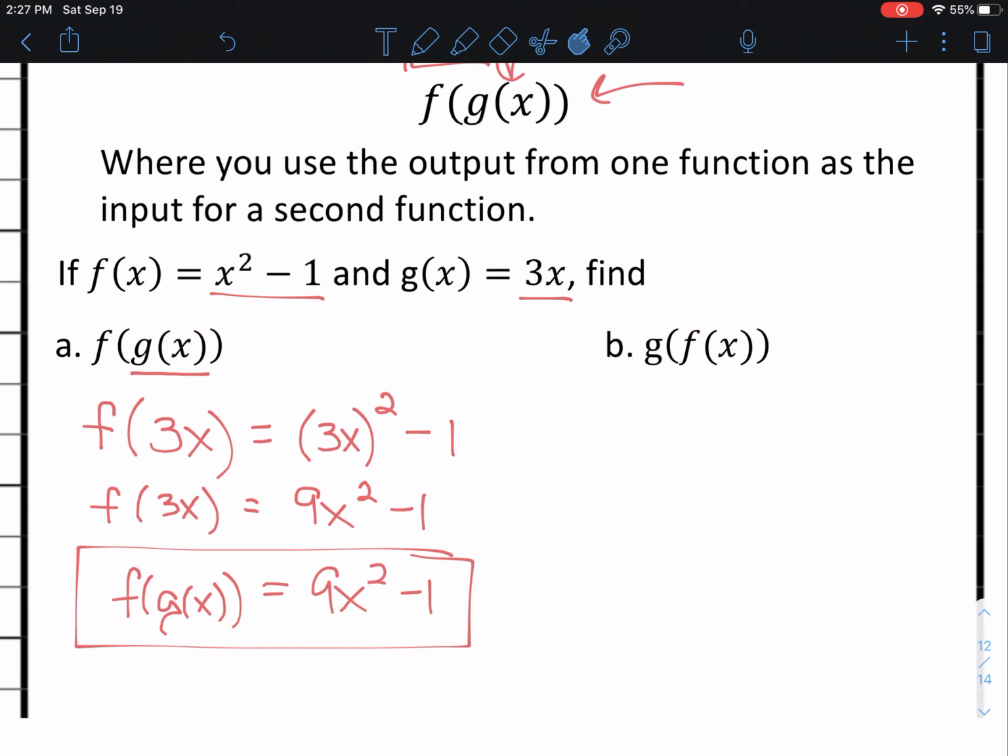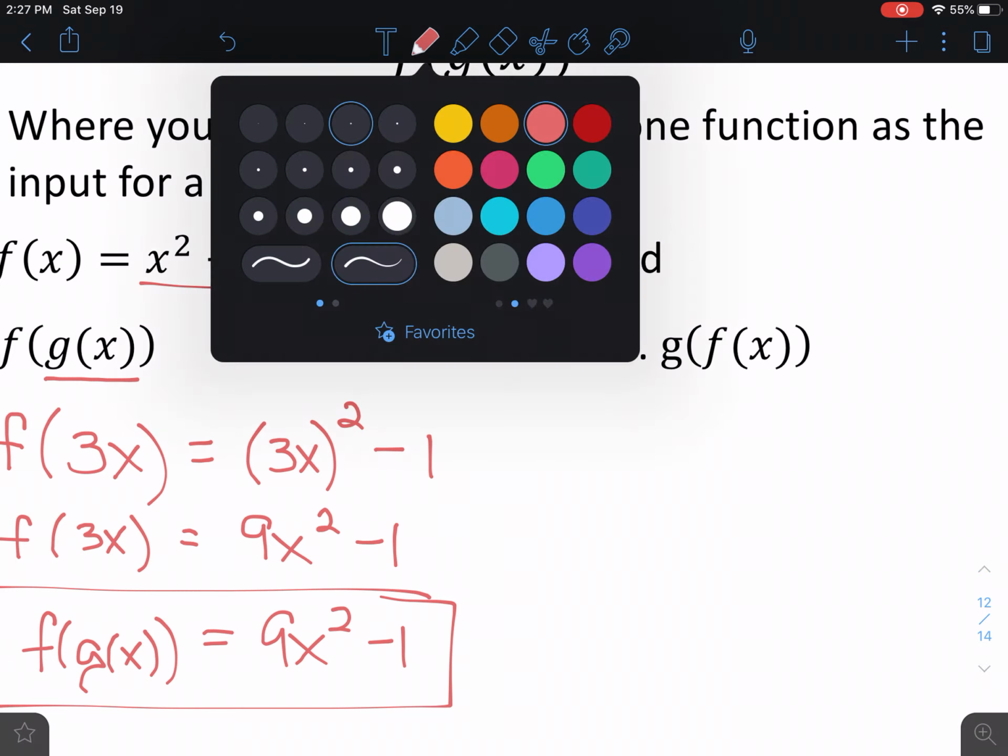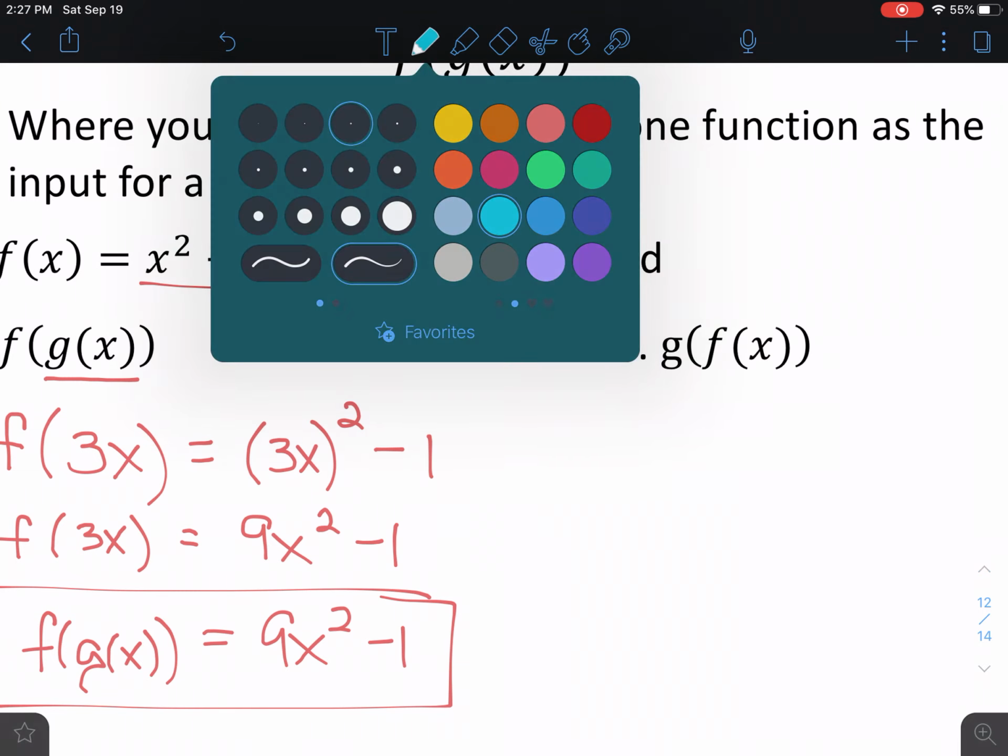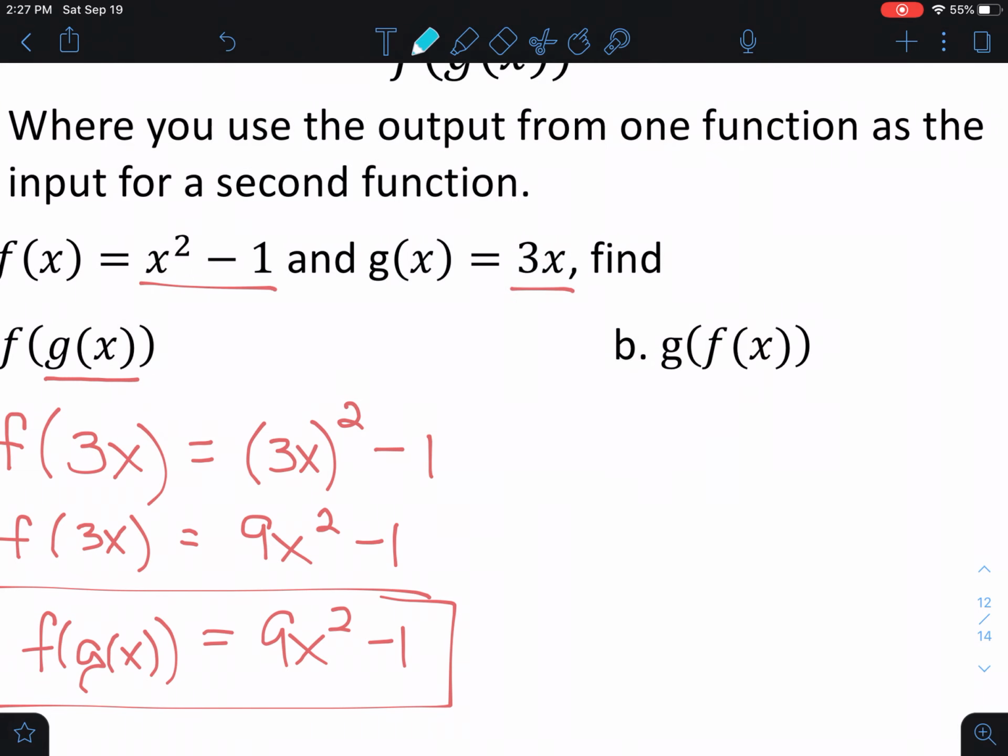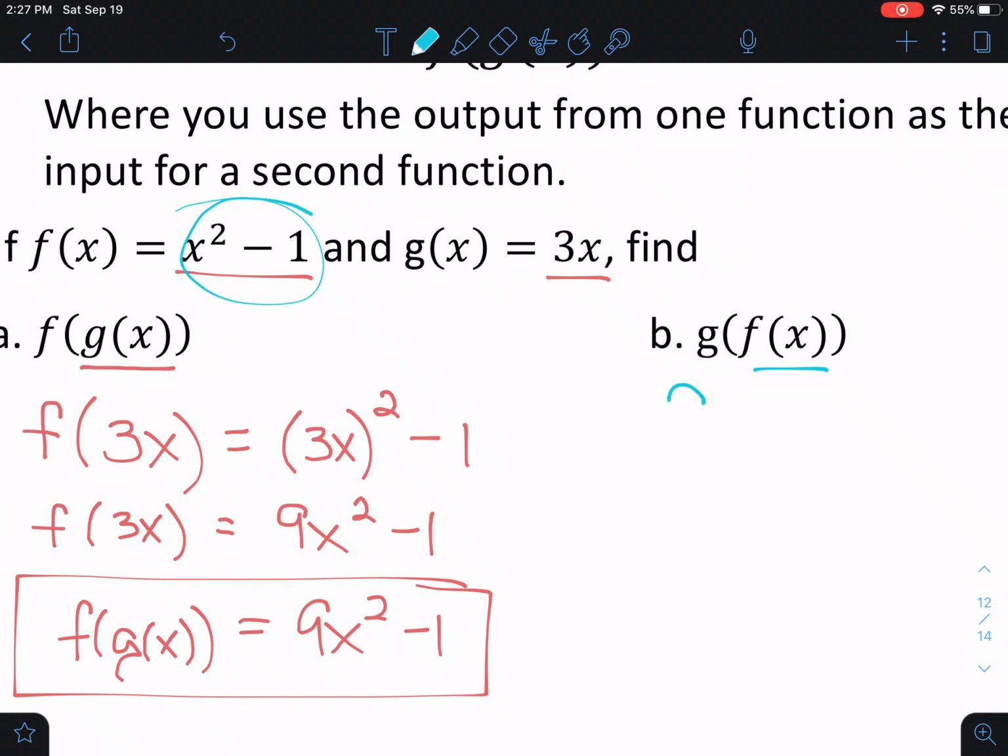Let's see if maybe we can try another one and hopefully this will make some sense. Okay, so really this second one we're just going backwards. This one says find g of f of x. So now, I guess I'll move over a little bit so you can see this whole thing. So now again, start on the inside and replace that. So the output of f of x is this right here. So we're just going to start by writing g of, and then what is f of x? It's x squared minus 1.